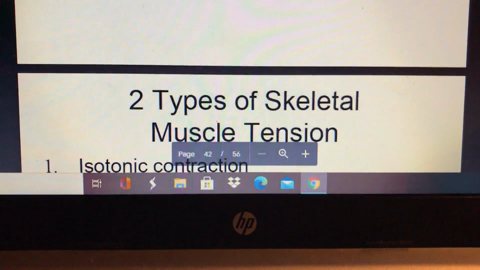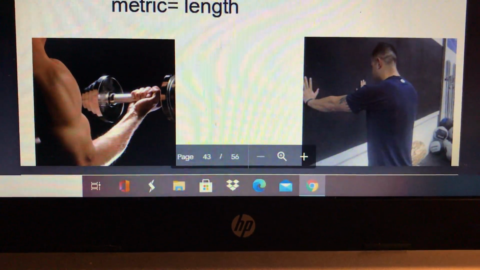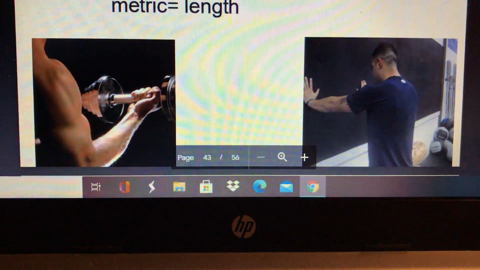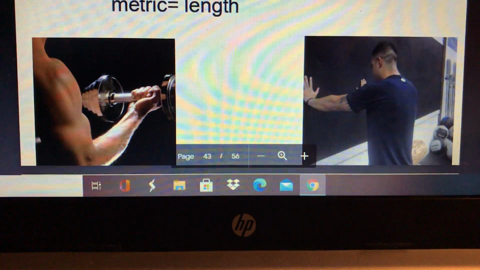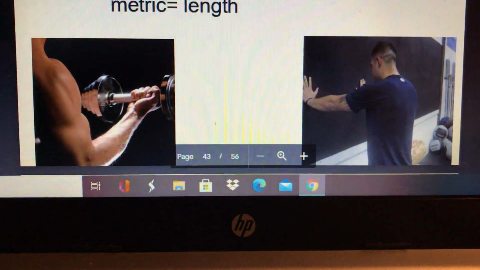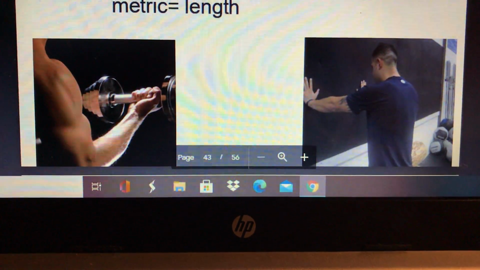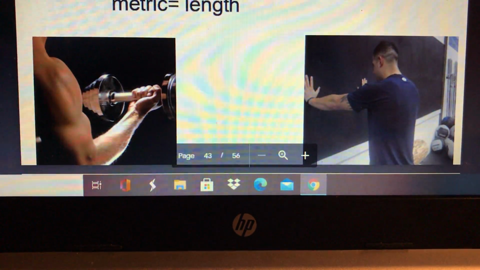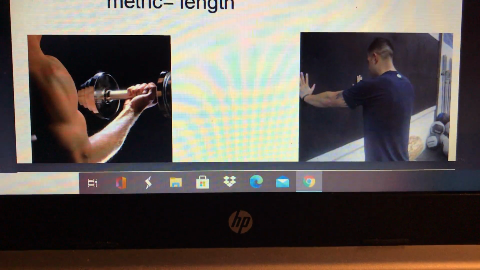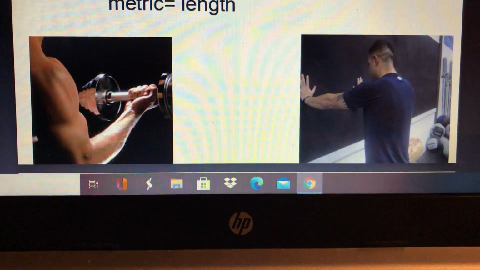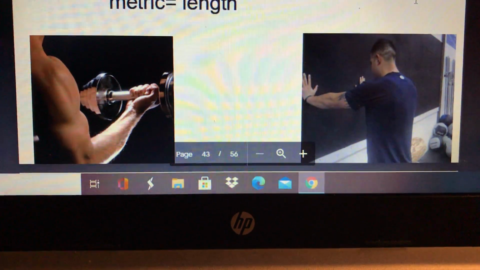So what are the types of muscle contractions and how do they differ? There are two types of skeletal muscle tension: isotonic contraction and isometric contraction. Iso means same, tonic means tension, whereas metric means length. So isotonic is same tension contraction. Isometric is same length contraction.